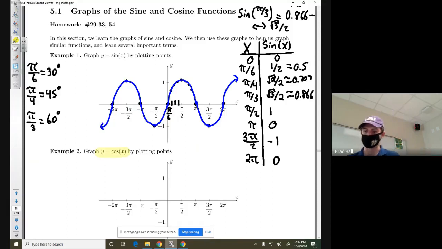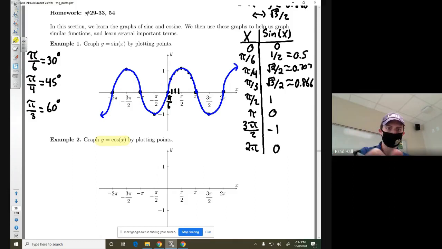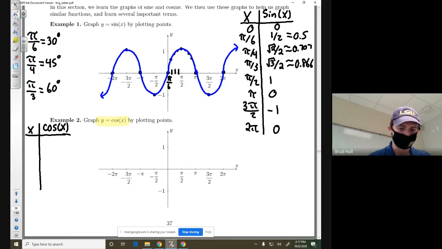So we're going to go to cosine now, and it's the same idea. We're going to compare this to cosine. So we'll go to the same exact values: 0, pi over 6, pi over 4, pi over 3, pi over 2, pi, 3 pi over 2, and 2 pi.